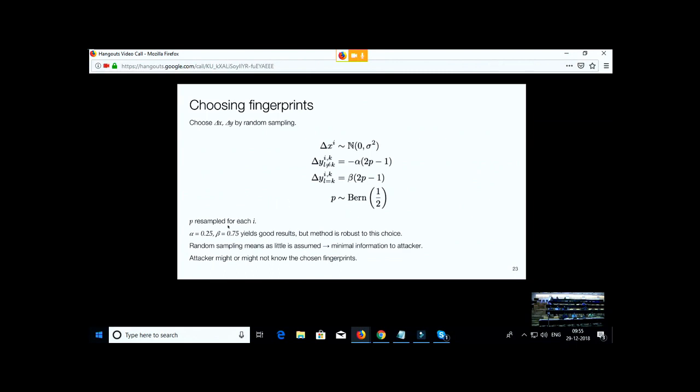Okay, so here are some details. I think I probably don't have too much time left, maybe 10 minutes. So I won't go through all the details.